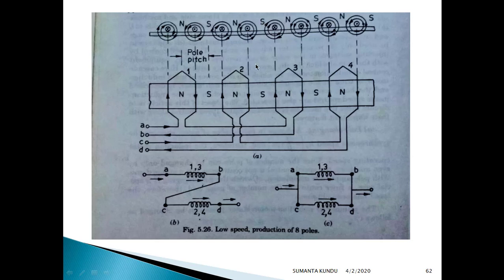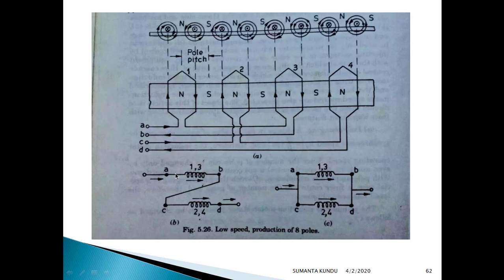So 8 poles have been configured by arranging the stator core coils, and here it is shown for only a single phase. Now, through A the current is entering and coil 3 is entering and going out through B.